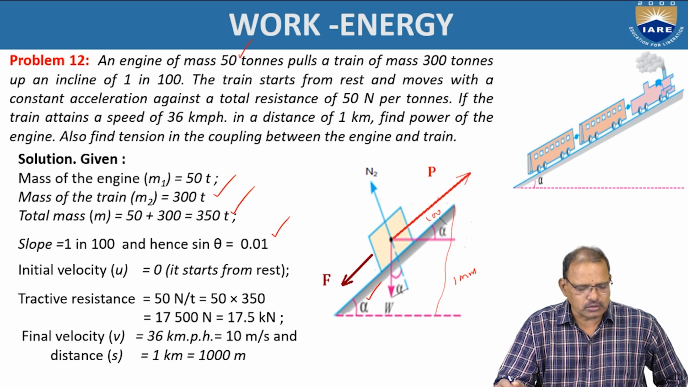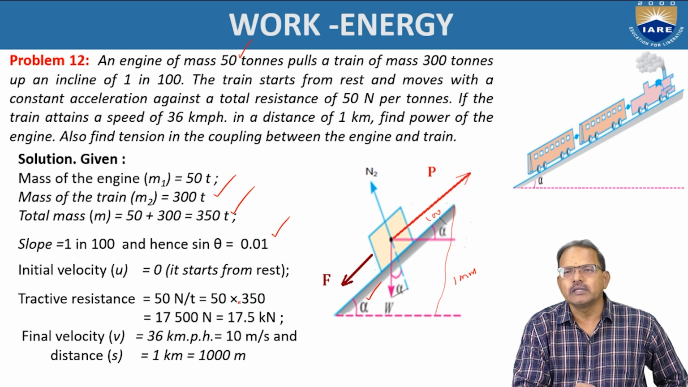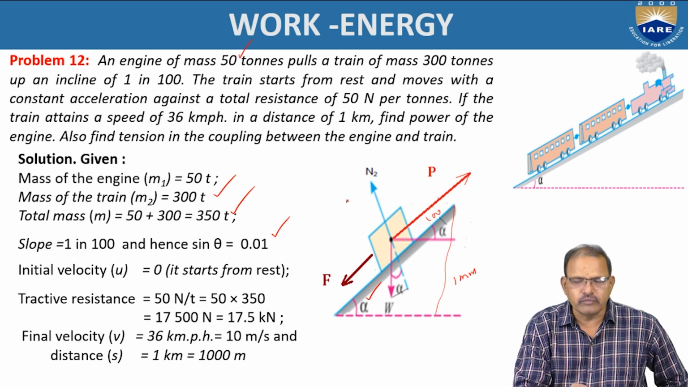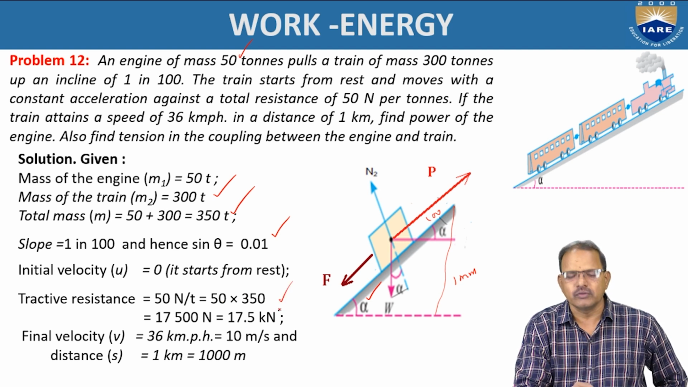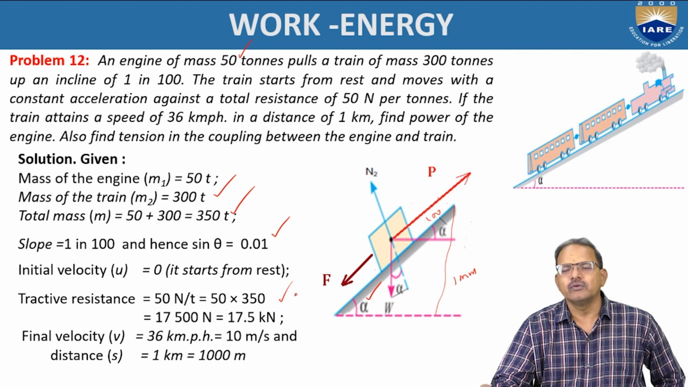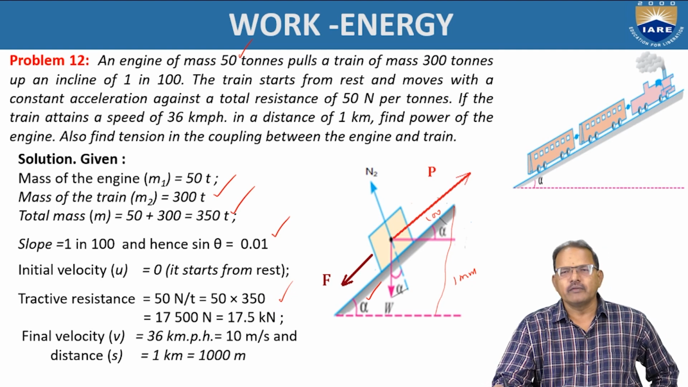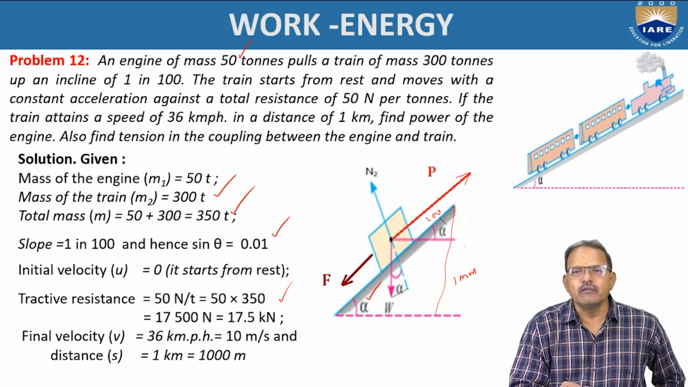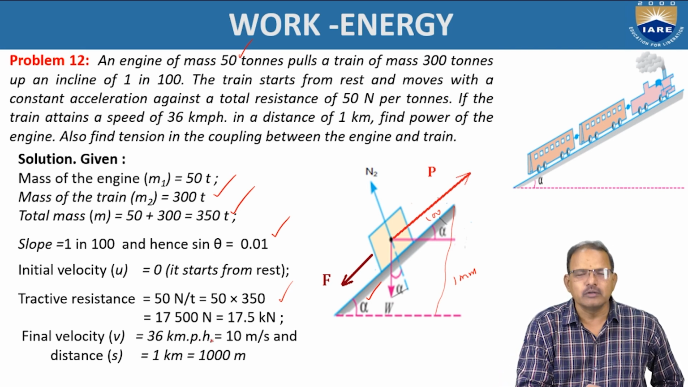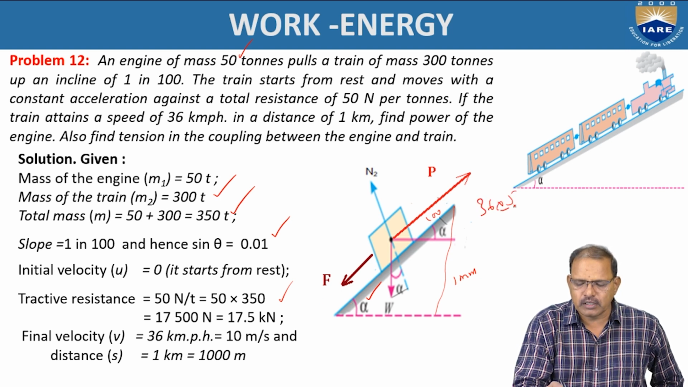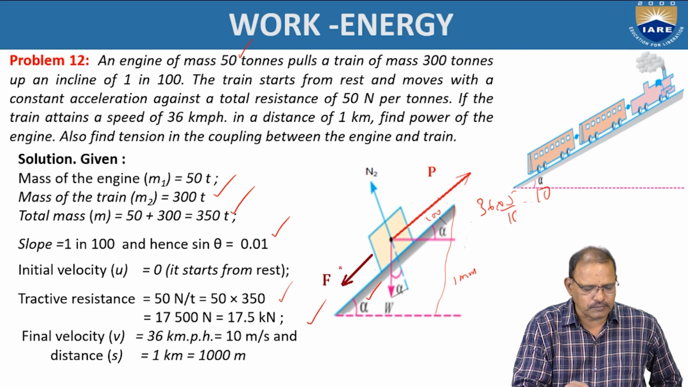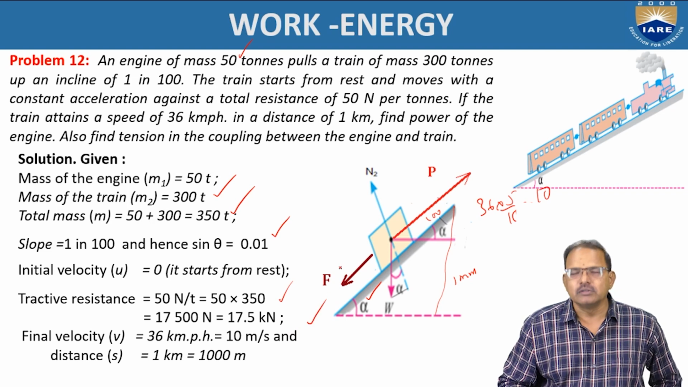Initial velocity is equal to 0. The tractive resistance is 50 newtons per ton. Total weight is 350 tons, so 50 into 350 is equal to 17,500 newtons, which is equal to 17.5 kilonewtons. Final velocity is equal to 36 kilometers per hour, which is equal to 10 meters per second. That is 36 into 5 by 18 is equal to 10 meters per second. Distance traveled is equal to 1 kilometer.